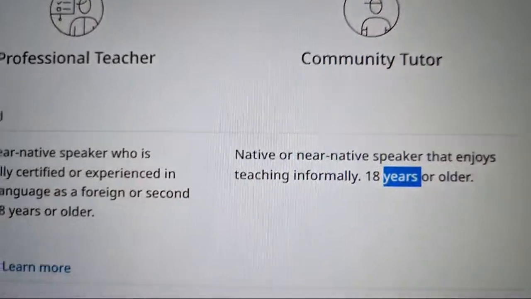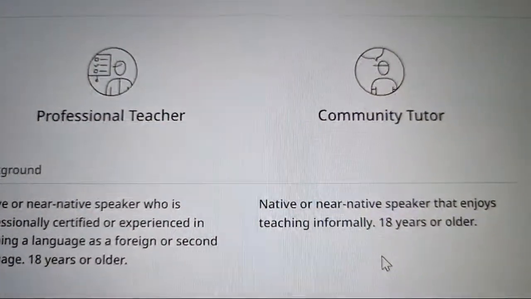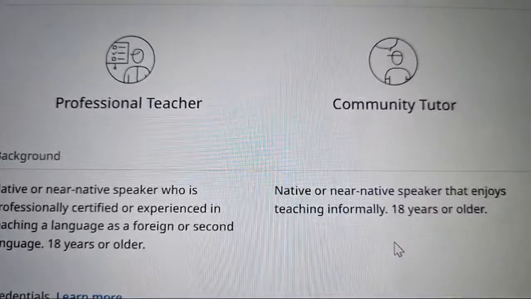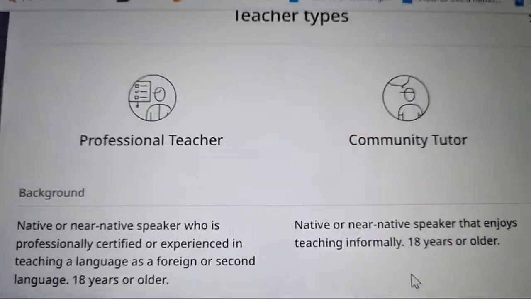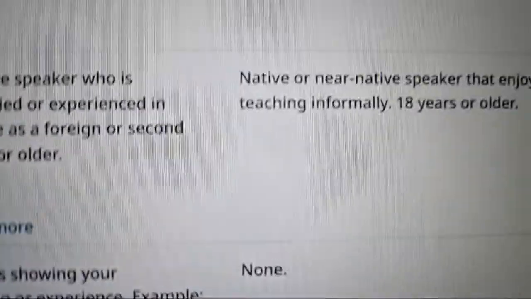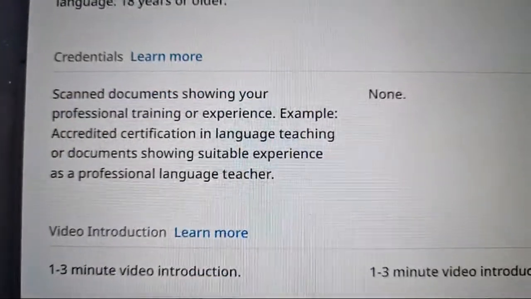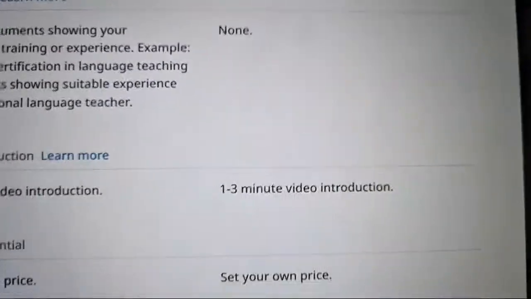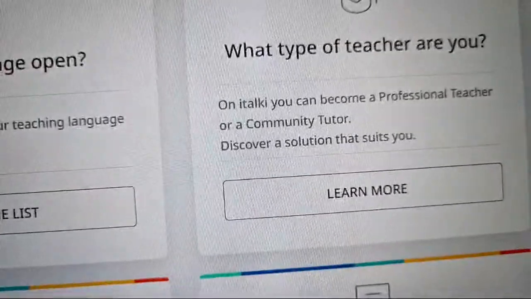The only difference is that, for both of them, you must be a native or near native speaker that enjoys teaching informally. But as a community tutor, as long as you enjoy teaching, you can sign up. Those are the only requirements. You don't need to put your credentials. You can see right there, none is required. But you have to do a 1 to 3 minute video introduction.